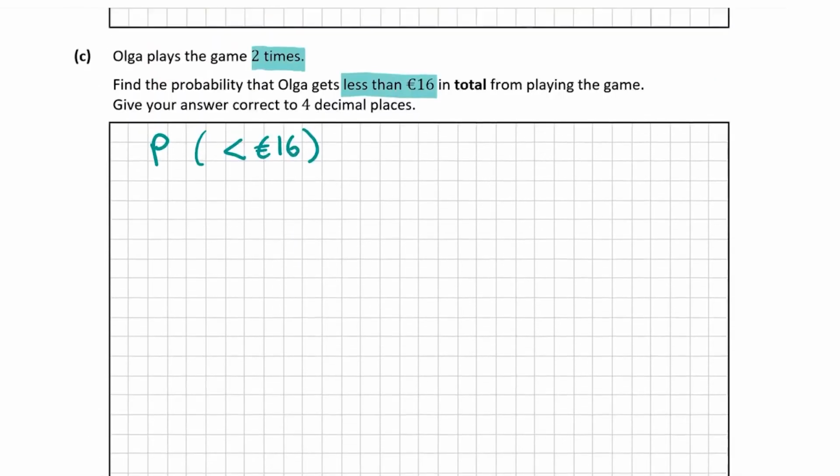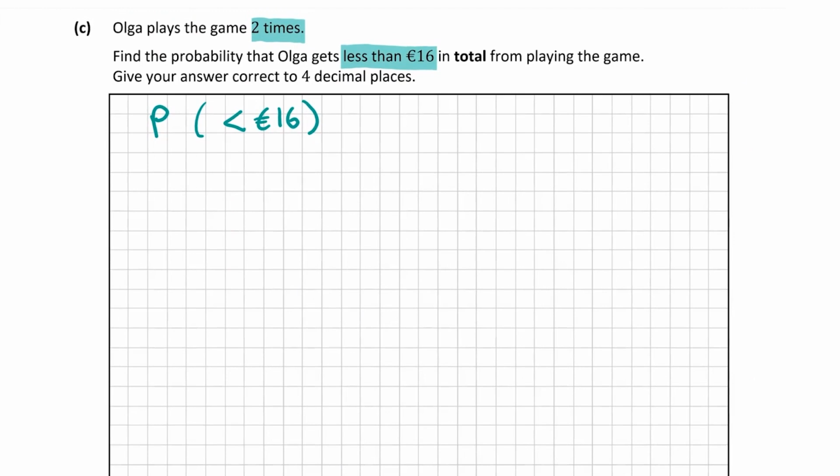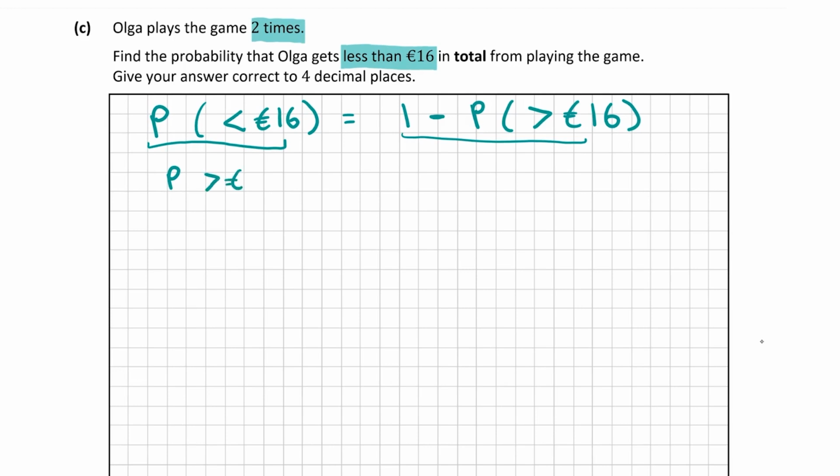So the probability that she gets less than €16 is the same as 1 minus the probability that she gets greater than €16. So it's much easier to find this 1 minus the probability that she gets greater than €16 rather than to be adding up all of the possibilities that she could get less than €16. So what is the probability that she gets greater than €16?